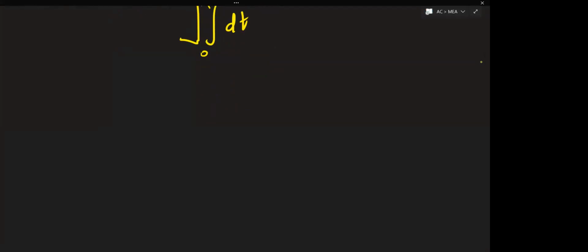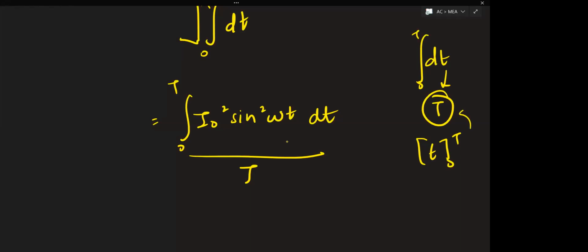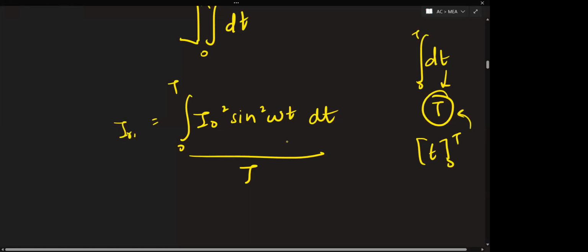So put the value of I square. I square will give you I naught square sine square omega t, and we integrate I square dt from 0 to T. In the denominator, you have 0 to T only. See, integration of dt from 0 to capital T will give you capital T minus 0, which is capital T only. So I'm directly writing down capital T over here. Got it? This is I RMS with an under root.